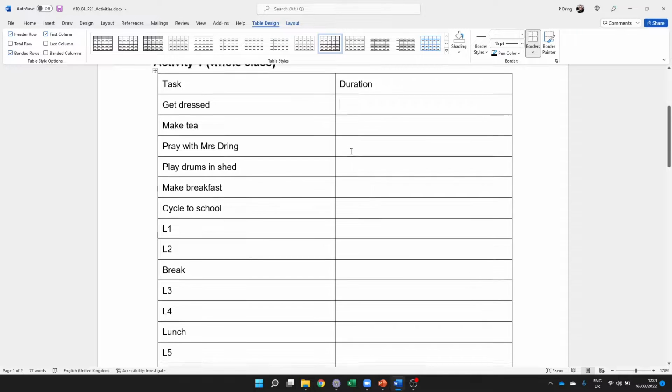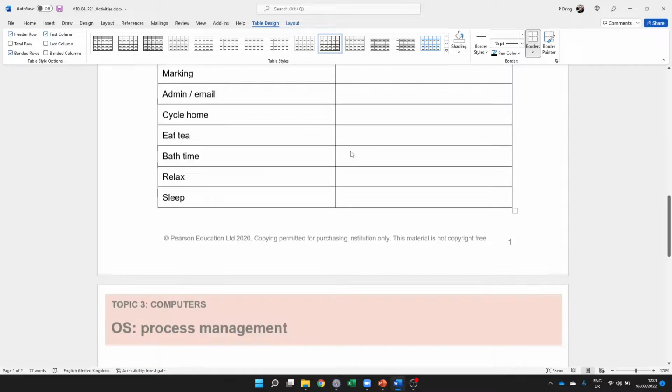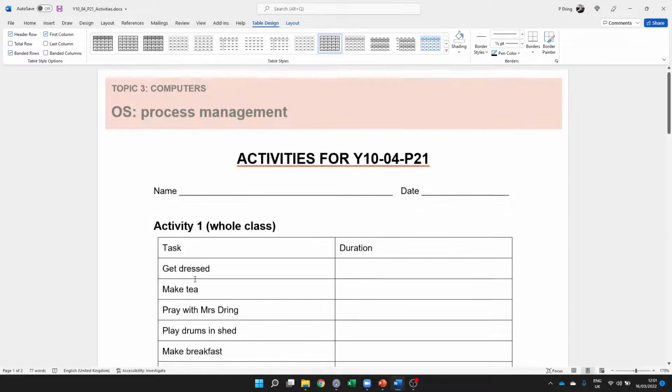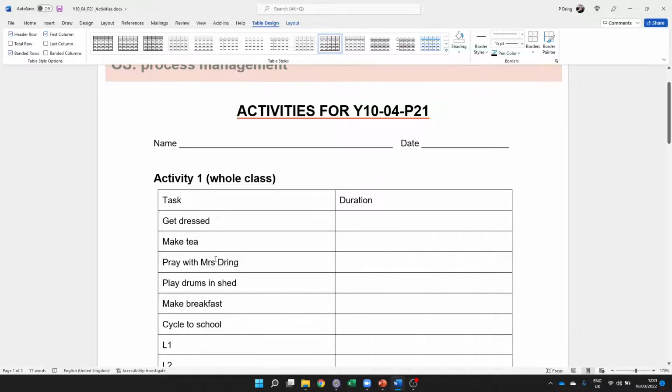First of all, if we ignore the duration, how long each one takes, we could do a round robin. So round robin is going to say, all right, I've got all these things to do. I could spend 10 minutes getting dressed. And if it takes me longer than that, I'm just going to stop. And then I'm going to spend 10 minutes making tea. Well, that's probably enough because making tea only takes me 2 minutes. But I'm going to allocate up to 10 minutes. And then I'm going to spend 10 minutes praying with Mr. Dring. It probably takes about 10 to 20, so I'm going to do half of that.